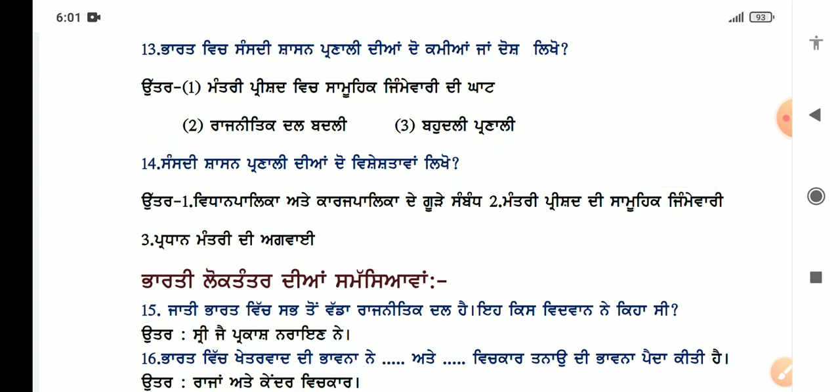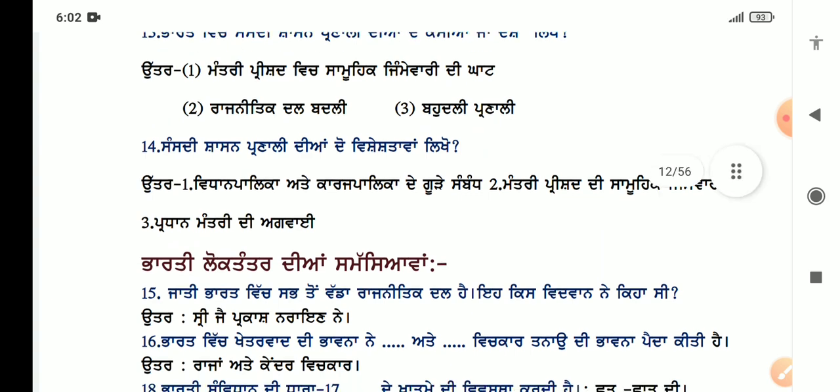Next question is, what are the features of parliamentary form of government? Close relationship between executive and legislature, collective responsibility of the ministers, and leadership of Prime Minister.